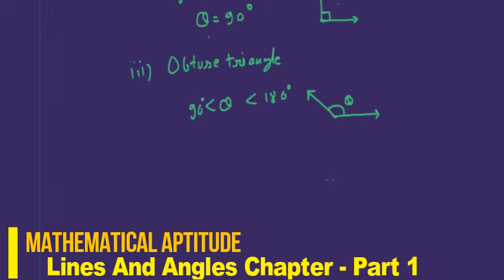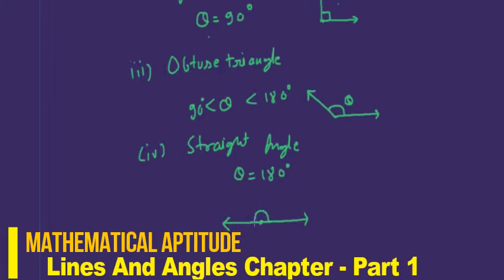After obtuse, we come to the straight angle. The measure of the straight angle is equal to 180 degrees. Such an angle whose measure is 180 degrees we will call a straight angle. And you can say two opposite rays making an angle of 180 degrees. These are the two opposite rays which make an angle of 180 degrees.